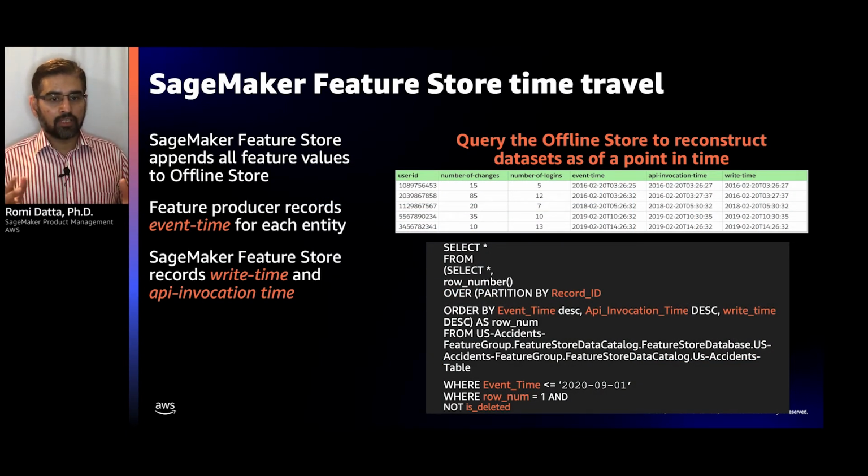A key capability of SageMaker Feature Store is time travel. This is where the event time field comes into play. The event time is a user-defined dimension of time which you have to put every time you write a record. What this lets you do is go back and forward in time. SageMaker Feature Store also records two system-defined dimensions of time, the write time and API invocation time. These only move forward.